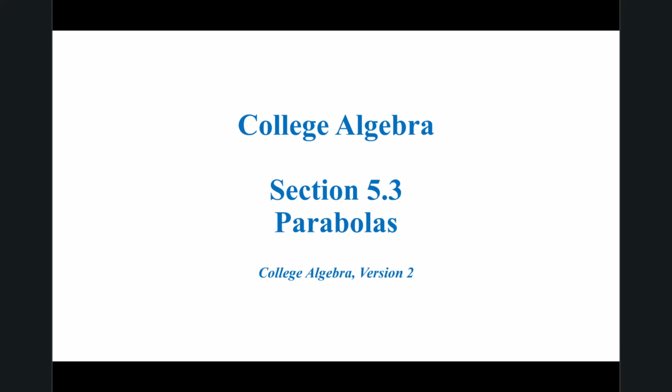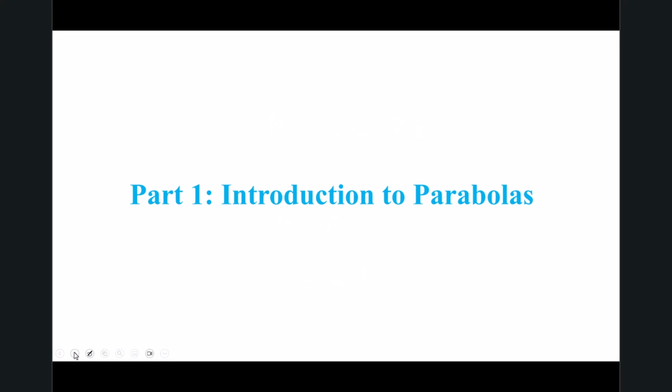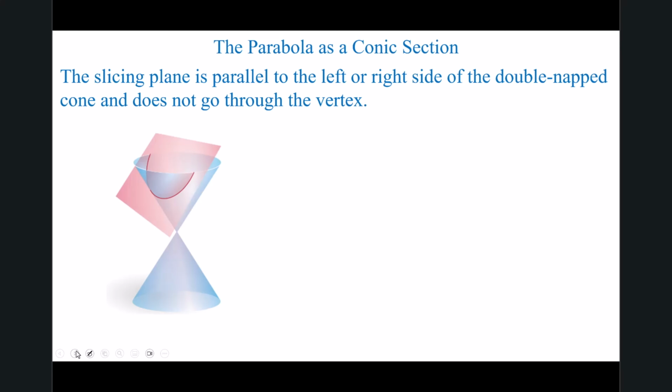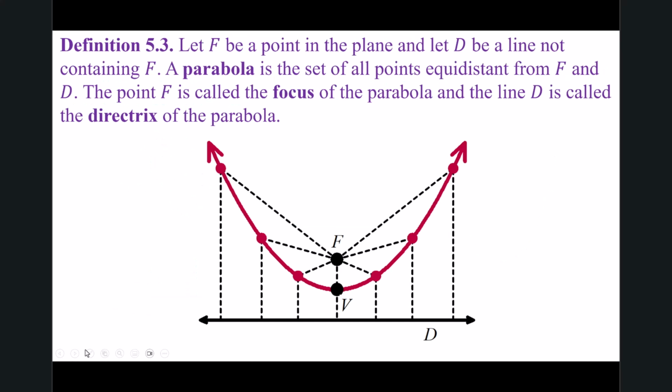Section 5.3, Parabolas. Part 1, Introduction to Parabolas. The parabola is a conic section. If we slice the cone parallel to the right or left side of the cone, not going through the vertex, we get a parabola. So we're slicing through parallel to either the right or the left side, but not going through the vertex. The geometric definition of a parabola looks like this.